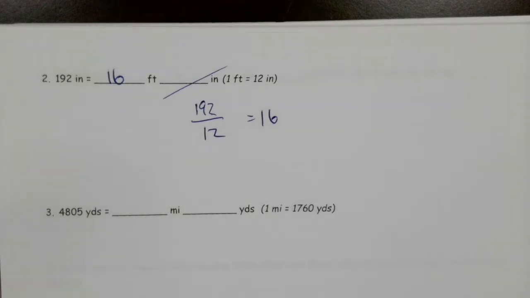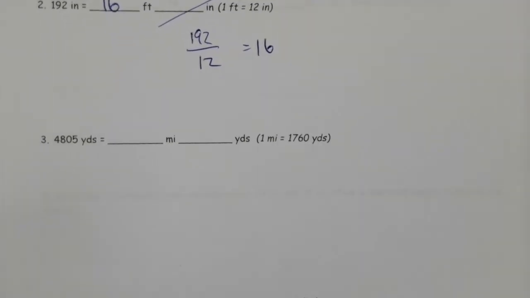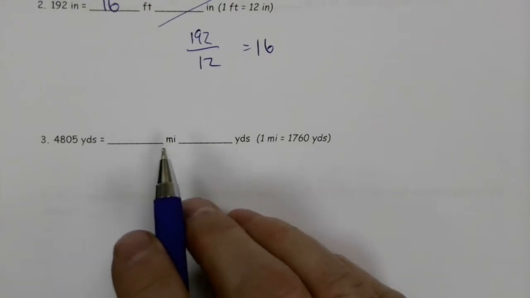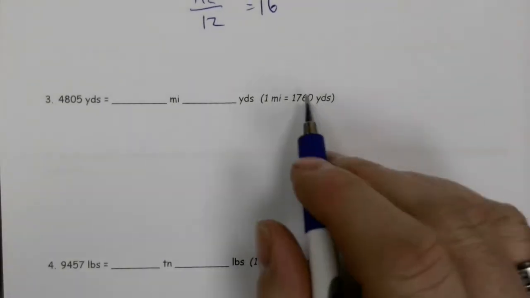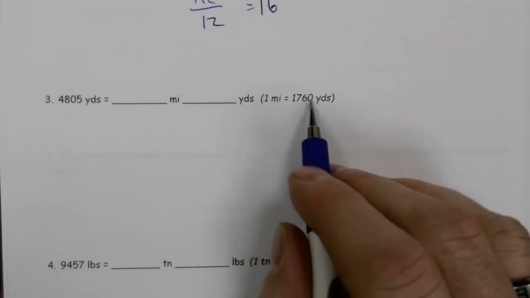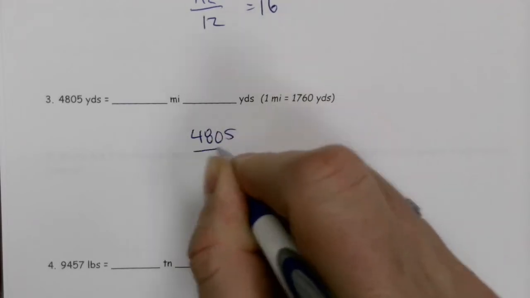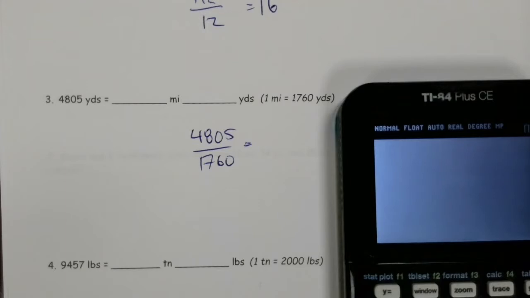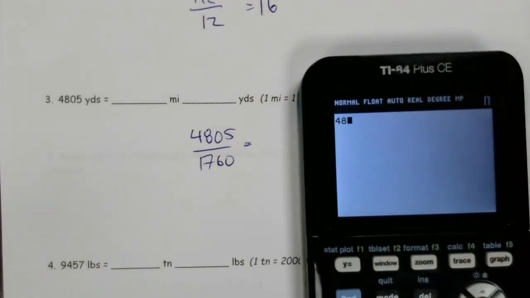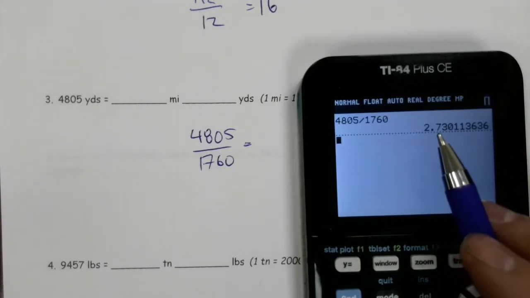Let's take a look at another example. We want 4,805 yards. We want to convert that into miles and yards. Okay, so the conversion is 1 mile is 1,760 yards. So we'll start with this 4,805, and we're going to divide that by 1760. We'll pull out the calculator. So 4,805 divided by 1,760. Okay, here we go. So now we've got this 2.7301.